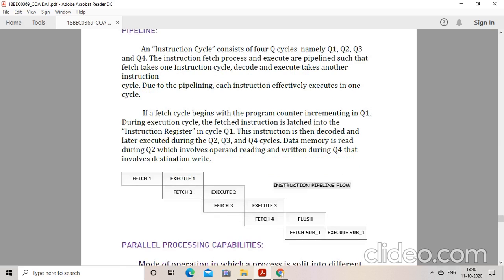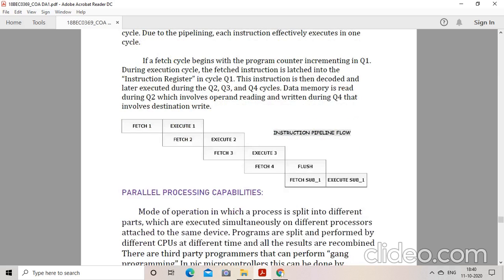So the instruction is fetched in fetch 1 and then executed in execute 1. Similarly, in fetch 2, the information is fetched and then executed in execute 2. It happens in the same way for the rest.